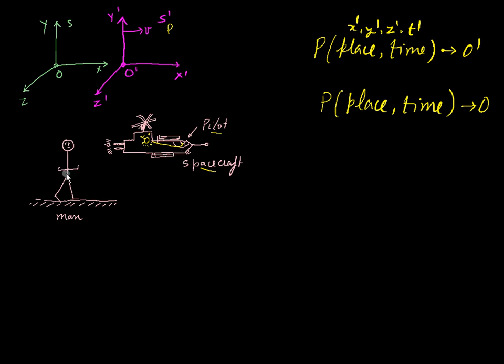Similarly, this man who is on the surface of the earth will define this event according to place and time. He will say that this event occurs at this place at this time. Mathematically, we will define this event in x, y, z and t form in the unprimed frame. So this is one of the important points.